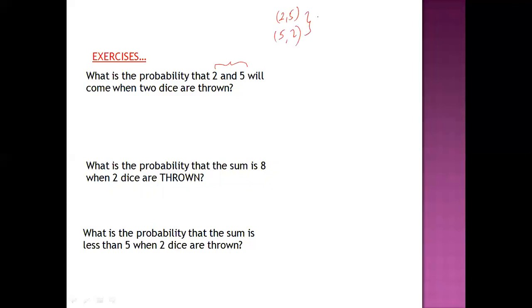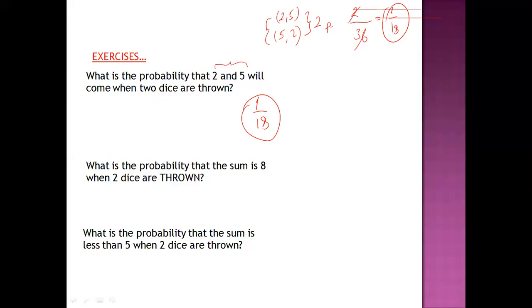So in total we have two, how can I say, possibilities. That's why, of the total of 36, because there we have two dice, 2 5 and 5 2 are two cases. I'll simplify that by 2, 1 over 18. The answer is 1 over 18. The first one is 1 over 18. The probability of 2 5 or 5 2 is 1 over 18.